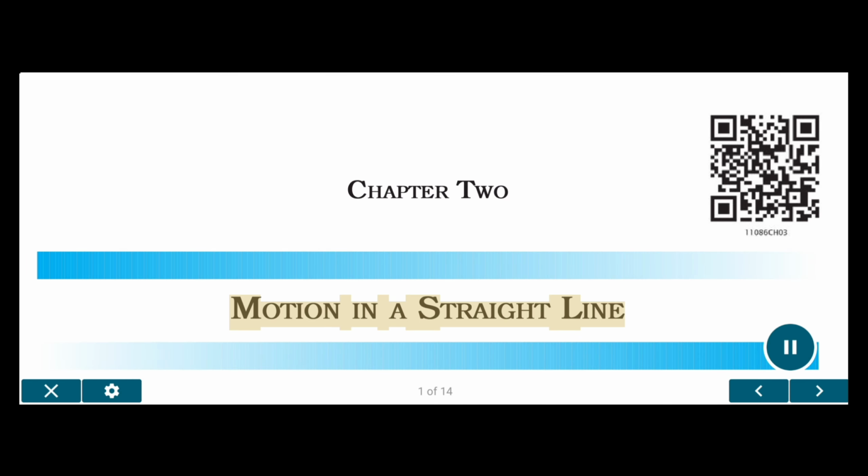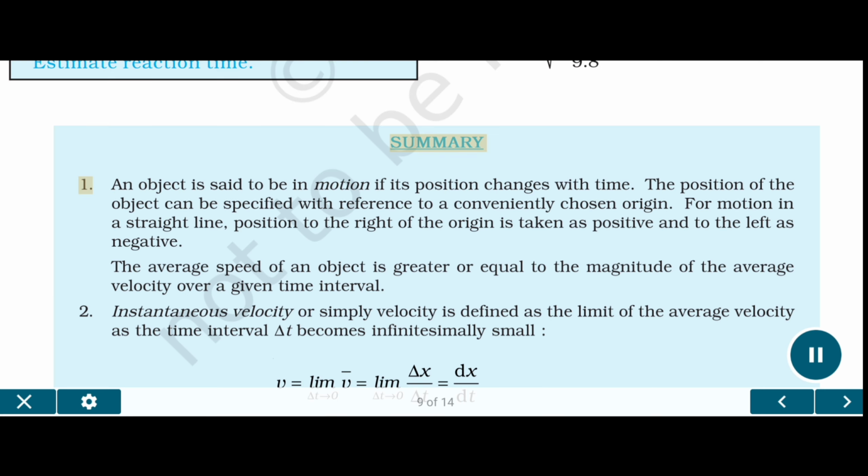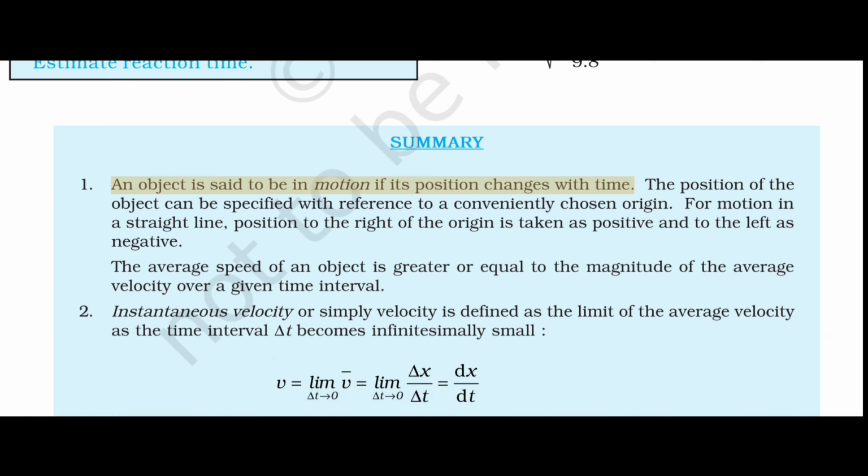Chapter 2. Motion in a straight line. Summary. 1. An object is said to be in motion if its position changes with time. The position of the object can be specified with reference to a conveniently chosen origin.